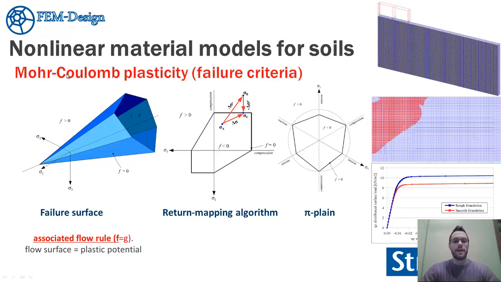So during the calculation, as I mentioned earlier, we consider the classical Mohr Coulomb plasticity. You can see here the failure surface in a three-dimensional stress space, and this is the tension sign and this is the compression sign. If we are inside this cone, the behavior is elastic, and if we reach the surface of this failure criteria, we reach the end of the elastic behavior and we reach the plastic behavior.